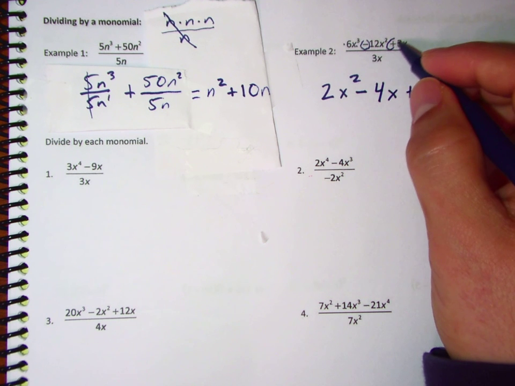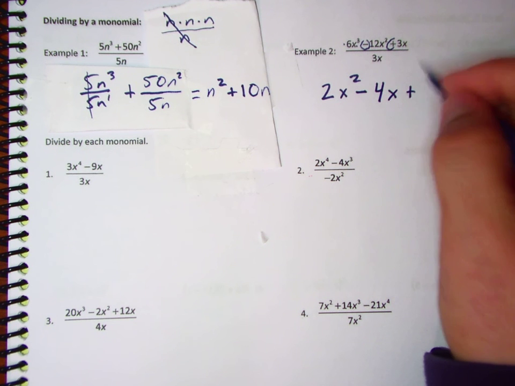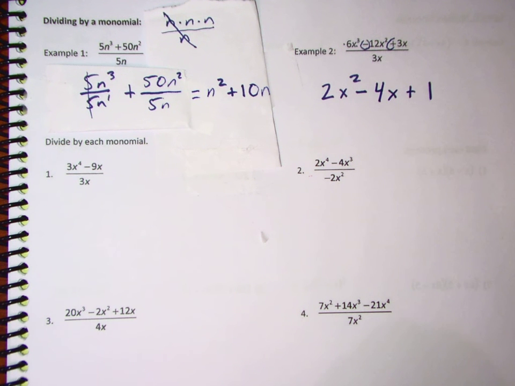3 divided by 3 is just 1. X divided by x is also 1. In other words, 2x squared minus 4x plus 1 is the answer.